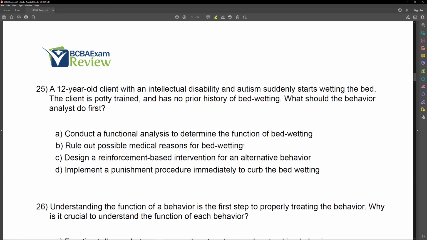Let's read all our answer choices. C, design a reinforcement-based intervention for an alternative behavior. Again, you don't even know the function yet. You don't know why it's occurring, okay? Don't get ahead of yourself. D, implement a punishment procedure immediately to curb the bedwetting. Nope, we have to rule out other reasons first, and then we can start to do our assessments, okay, to figure out why it's occurring. If it's not medical, then we can go behavioral. So B is our answer.